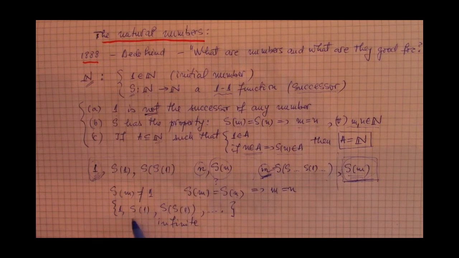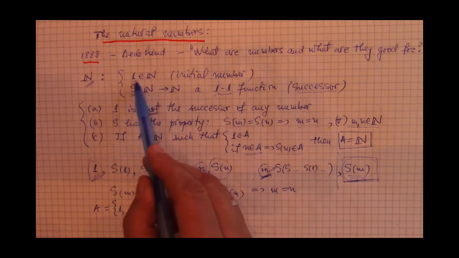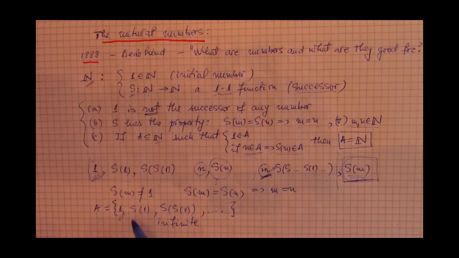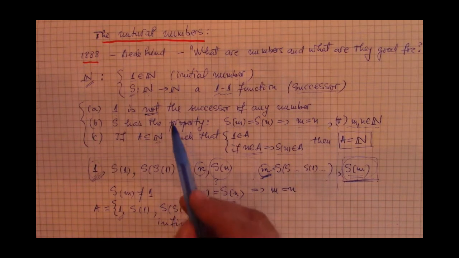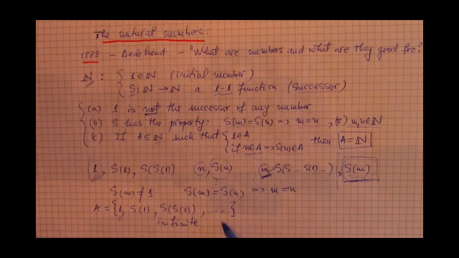So this process of applying S again and again and again keeps coming up with new numbers. So this is a set of natural numbers. Let's call it A. Now let's try to understand the relationship between A and N. For sure, A is a set of natural numbers. It's obtained by starting off with 1 and we apply S again and again and again, so we get new natural numbers.